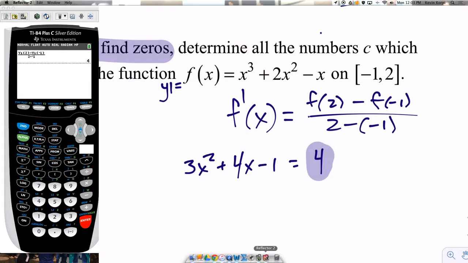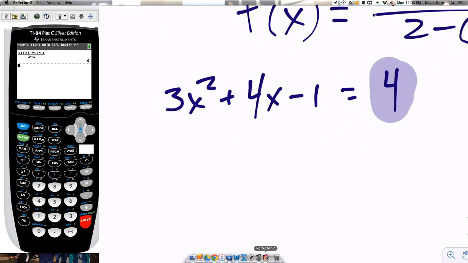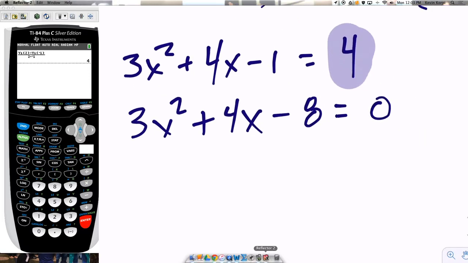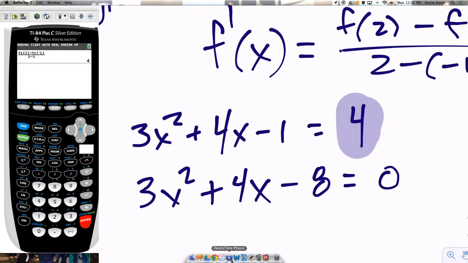Now we want to know for what value of x on the open interval from -1 to 2, the derivative equals that. So now we solve this. How do we solve equations on our calculator? What would I recommend? Get everything on one side, set it equal to 0. Always. You could have graphed the derivative in y2. I don't know why it's 8. Make sure when you bring it across, that you bring it across carefully. How's that?